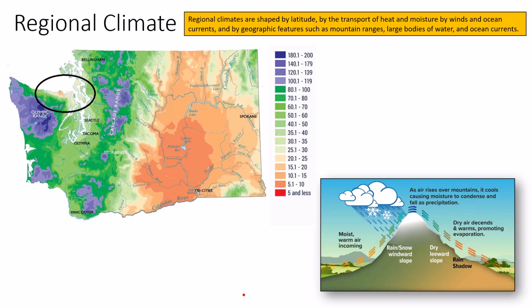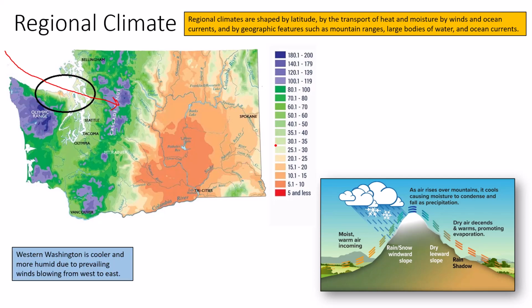So this has everything that we need to talk about, kind of the perfect storm, so to speak. Washington State is bordering the Pacific Ocean. Everything over here is the Pacific Ocean. Those trade winds are moving east to west, and so the trade winds are moving from the ocean inward into Washington and hit this mountain range that runs right up through kind of the north to south border of Washington State.